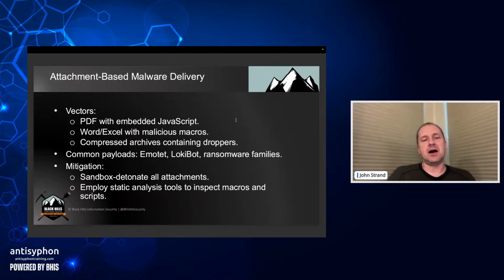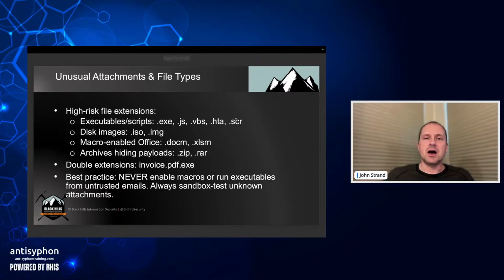Attachment-based malware delivery: PDFs, embedded JavaScript, Word, and Excel with malicious macros. Even though Mark of the Web has really helped with that quite a bit, there are some tricks for getting around that as well, using things like compressed archives that have droppers in them. Sandbox detonate all attachments, which most of your cloud-based emails do as well.